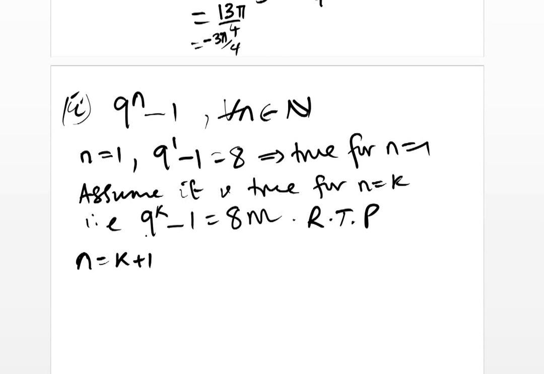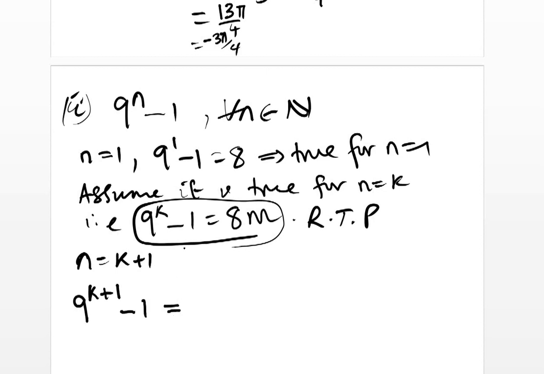And as I always emphasize, saying that assume it is true for n is equal to k, it means this is your ingredient. This is your tool that you are going to use to arrive at this. So whatever you are doing, make good use of this. We can write 9 to the power k plus 1 minus 1 as 9 to the power k times 9 to the power 1 minus 1. Don't be tempted to say 9 minus 1. No, you cannot subtract. This one is attached to this power. 9 to the power k is 8m, so 8m plus 1 times 9 minus 1.